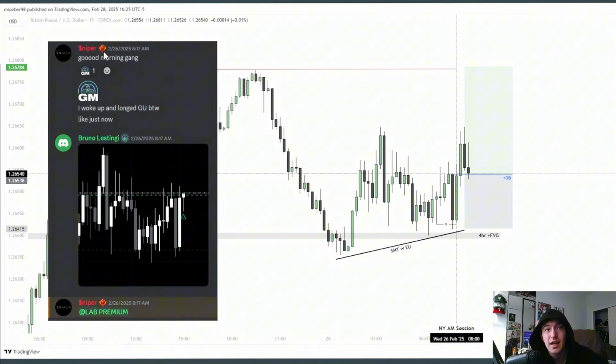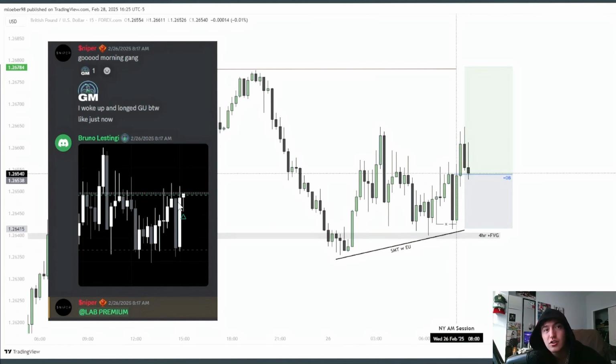I woke up at literally 8:05, 8:10, said good morning to my group, and I said I am going to long GU. Like right now, because at this time here, I'm looking at GBP USD on Forex.com. On GBP futures, we actually closed above on the 8:15 candle. The next 15-minute candle tagged us in, so I was already in the trade.